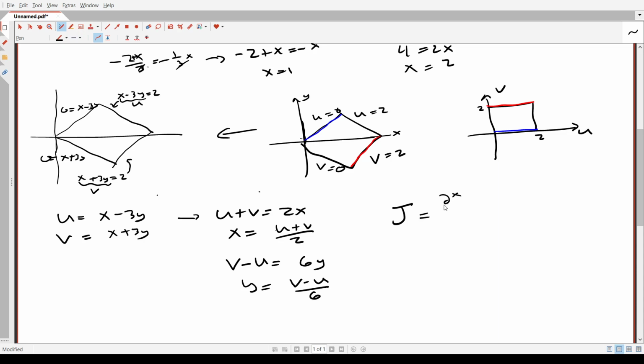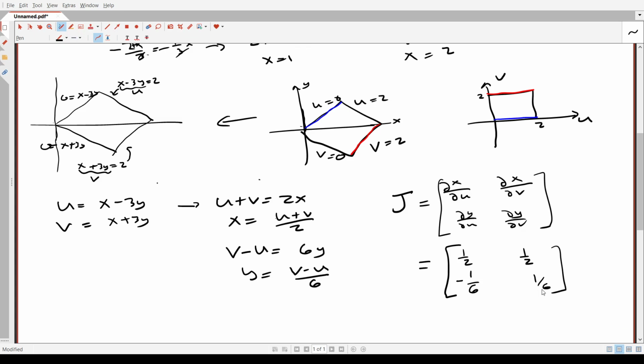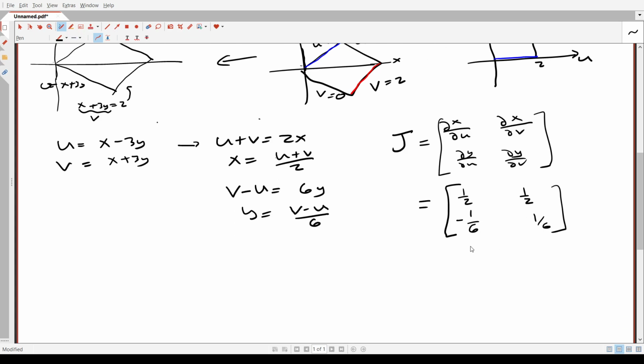So remember that's dx/du, dx/dv, dy/du, dy/dv. And what I get is, that's going to be 1/2, 1/2, minus 1/6, and 1/6. So the determinant of this is going to be, let's see, that's 1/12 minus negative 1/12. So that's 2/12, 1/6.